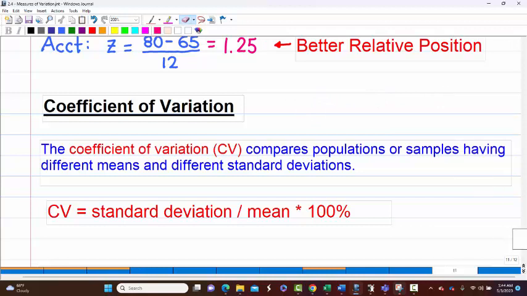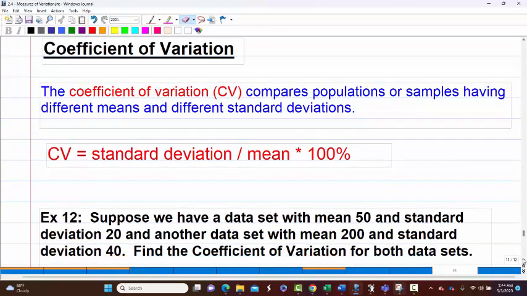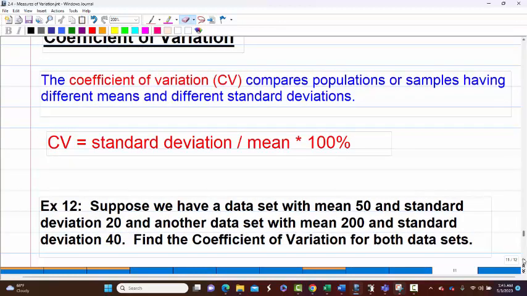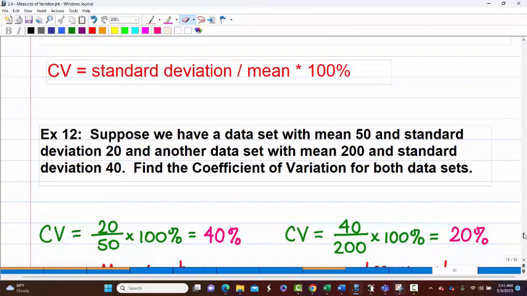So this is a pretty easy calculation. It doesn't matter whether it's sample or population. You just work with whatever you have. You take the standard deviation, you divide it by the mean, and this can be over 100%, by the way, and multiply it by 100, and that's how you get it. The answer is in percentage form.